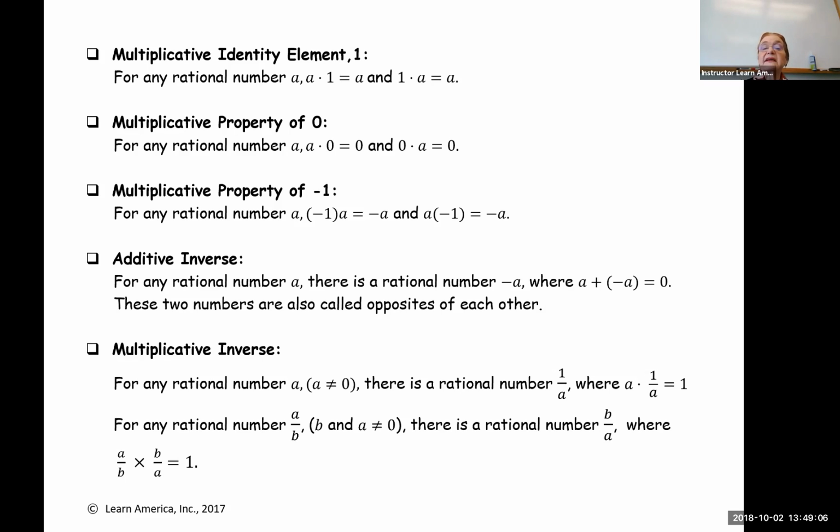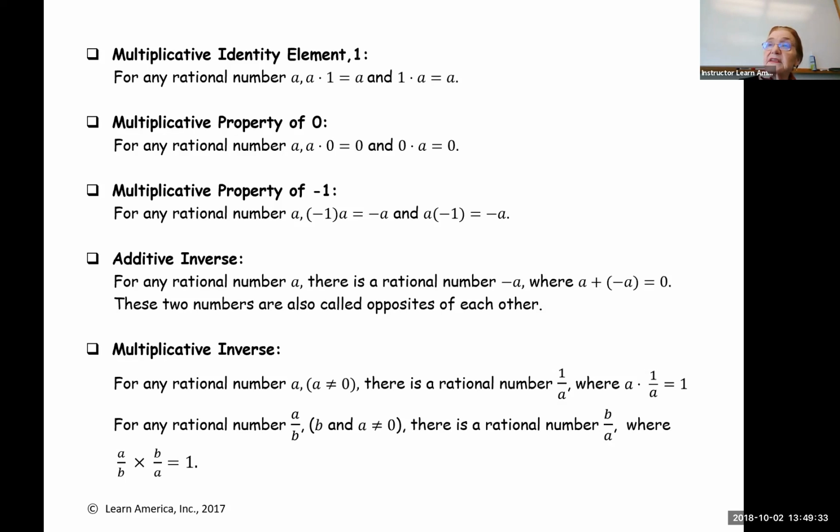We have a multiplicative property of 0. Any rational number multiplied by 0 in effect gets wiped out. A times 0 produces 0, and 0 times A is 0. Also, a multiplicative property of -1 changes any rational number to its opposite. So A multiplied by -1 and -1 multiplied by A, both are going to produce the opposite of A, or negative A.